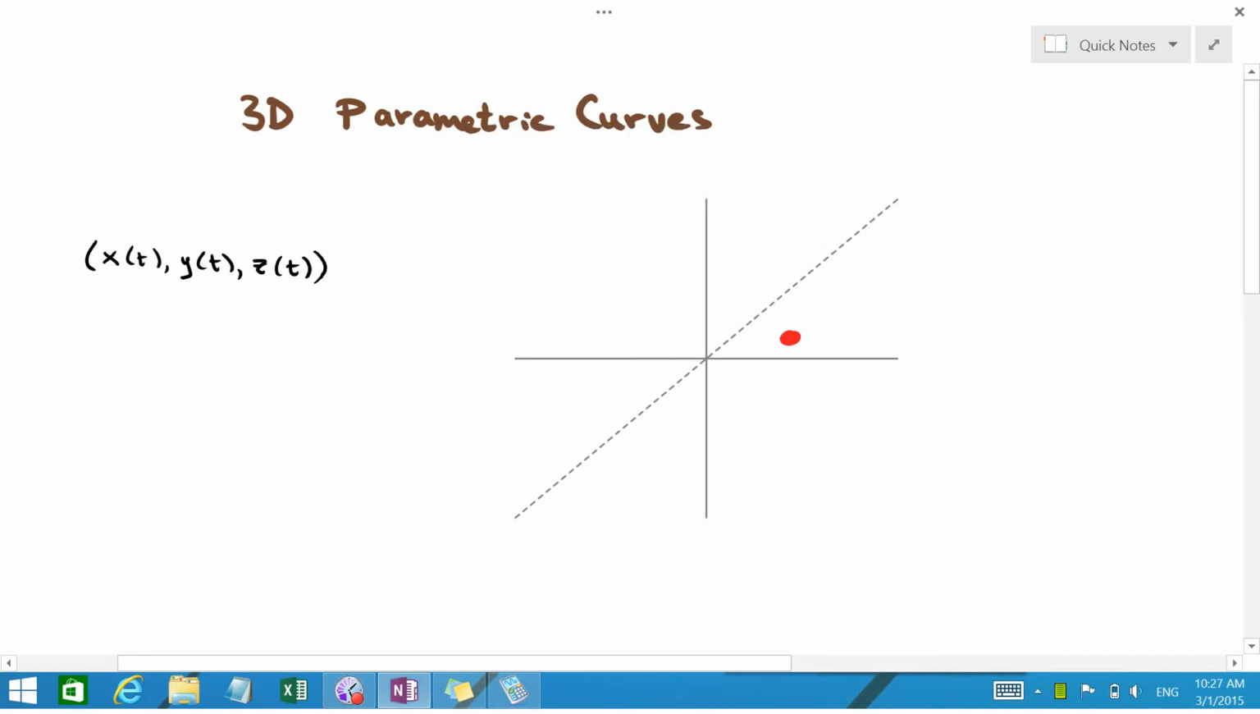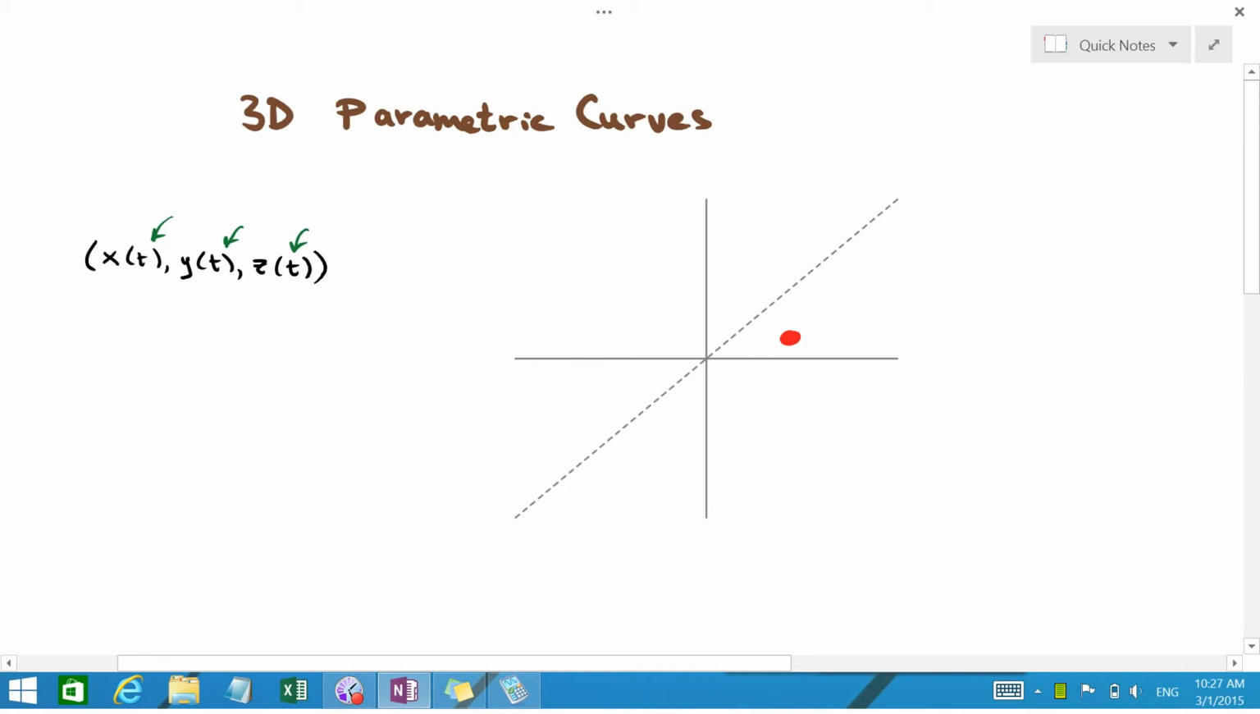Okay, in the previous video we talked about 2D parametric curves, what they were and how to visualize them. Now we're going to talk about 3D parametric curves. So recall that these parametric curves mean that instead of having an equation relating x, y, and z, we have x as a function of time, y as a function of time, z as a function of time.